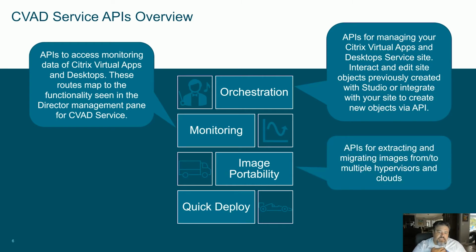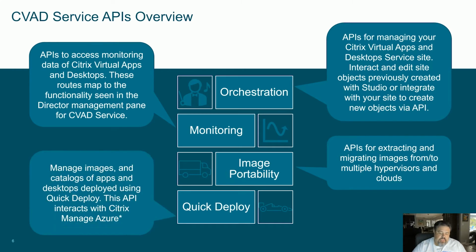Our image portability service allows you to create and manage images. If you're on-prem and you want to move to the cloud, this API set allows you to automate a lot of those tasks. And if you want to do a CI/CD pipeline, it allows you to do that. The last one that we have for this section is our quick deploy API set. This allows you to manage any quick deploy catalog created with our Citrix managed Azure service. So these are a special set of APIs just for that service.